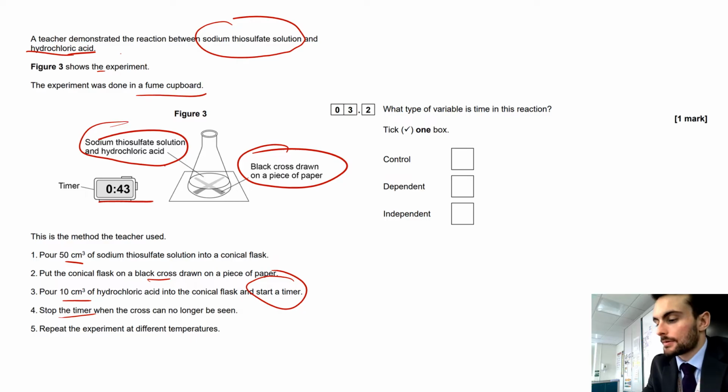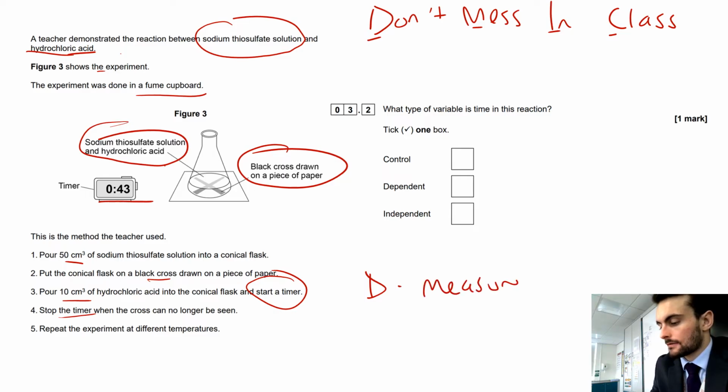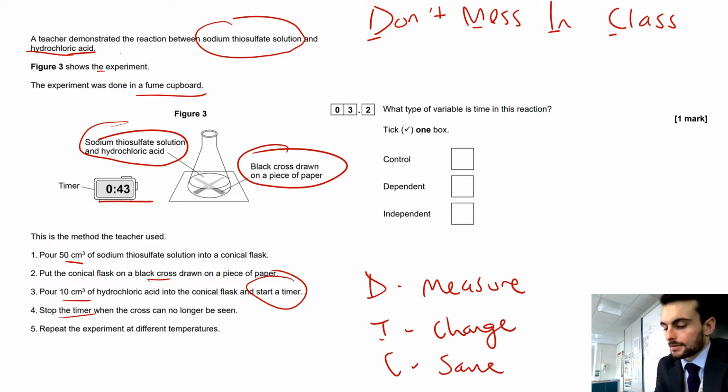You should hopefully remember your phrase, don't mess in class, right? So remember, don't mess. Dependent is the thing you measure. Independent is the thing you change. And then obviously control is the one you keep the same. So we know for a fact, you don't really have to even think about this one, because what I would do is I would look at this. Right, the first thing it says is, at the end, it says repeat it with different temperatures.